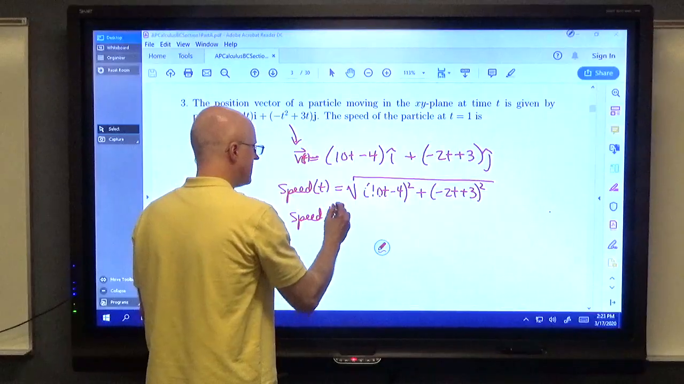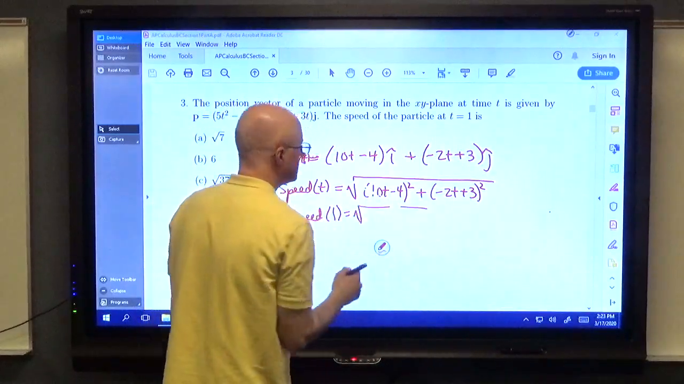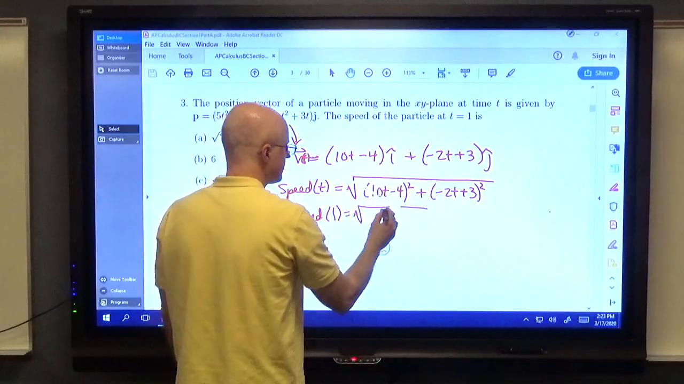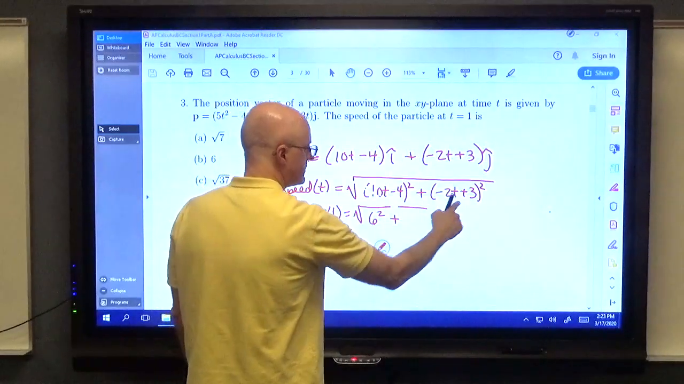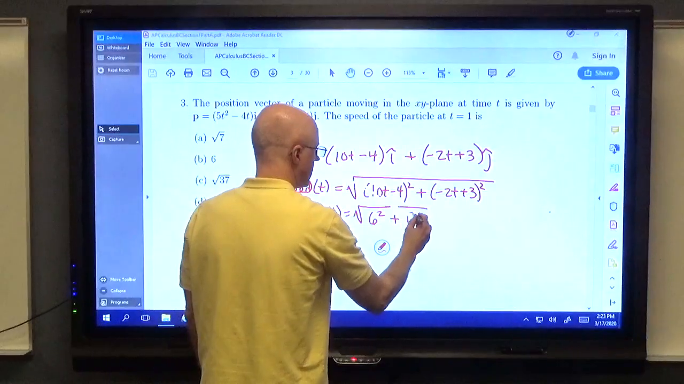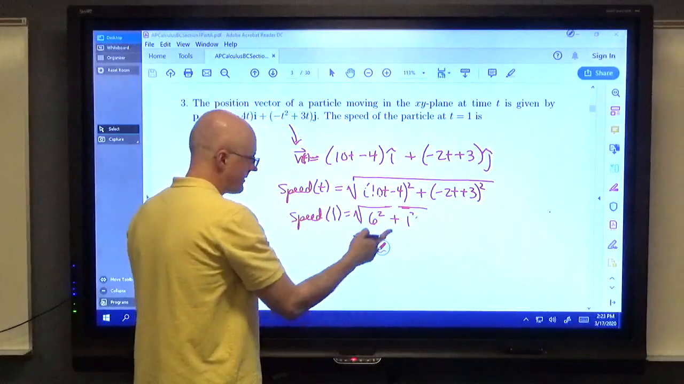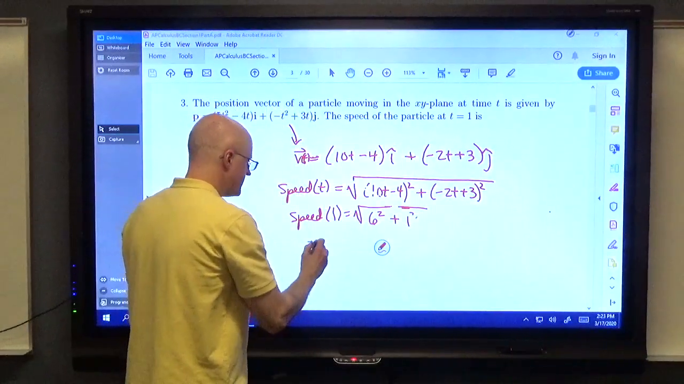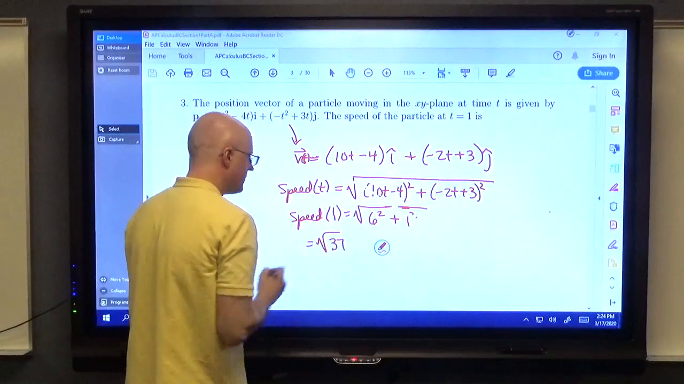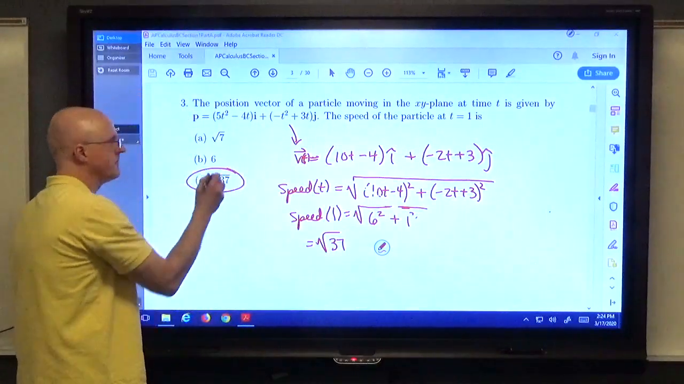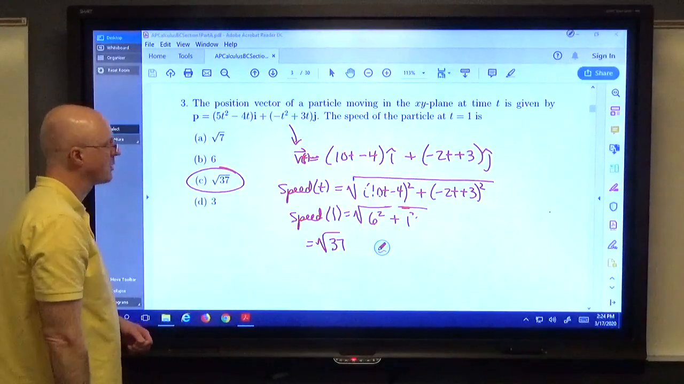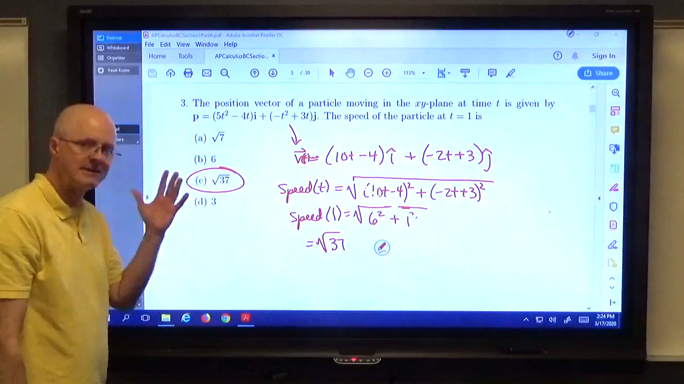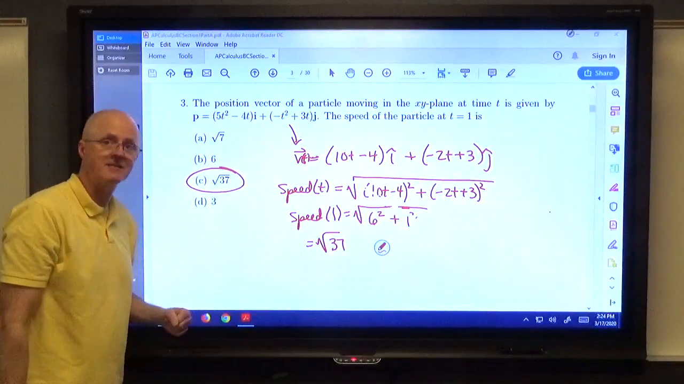The speed at time 1 would be the square root. 10 minus 4 is 6. You'd have a 6 squared. And then negative 2 plus 3 is 1. You'd have a 1 squared. Square root of 36 plus 1 is square root of 37. That would be the answer. Choice C. Okay, and its units would be units of distance per unit of time, and that is a scalar. It's a number. The velocity is a vector.